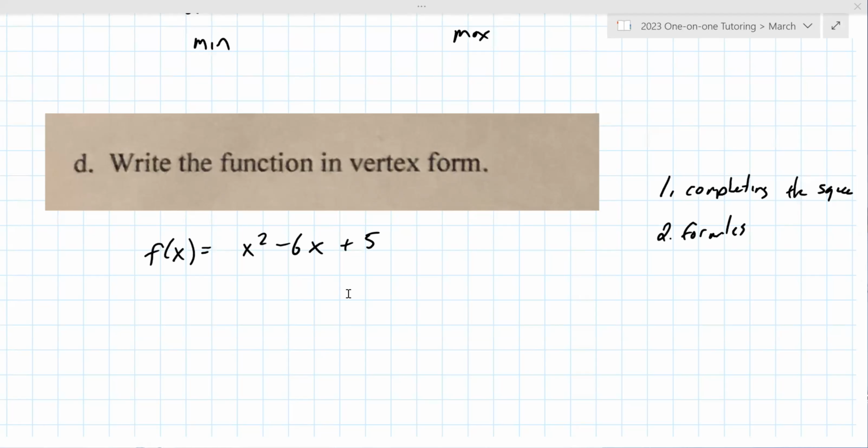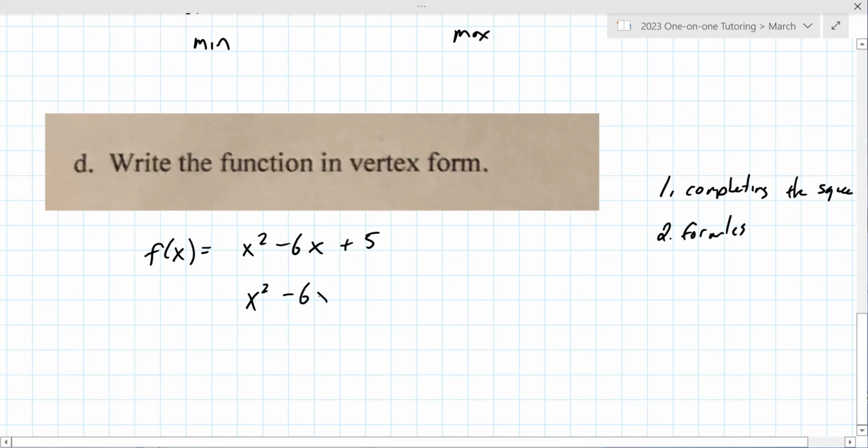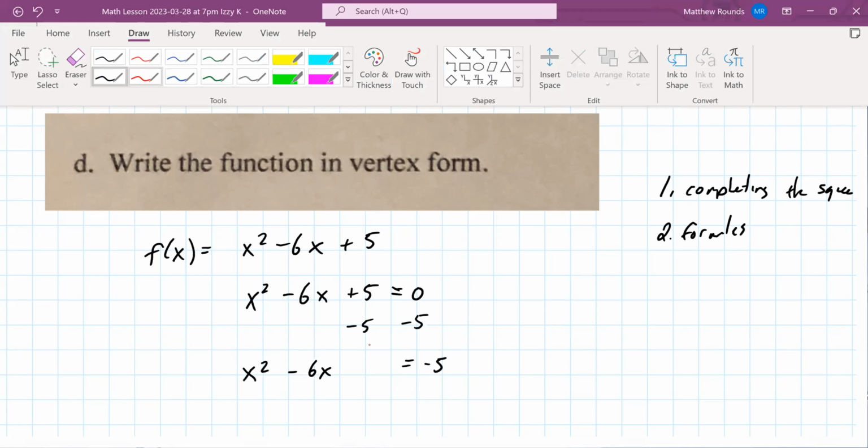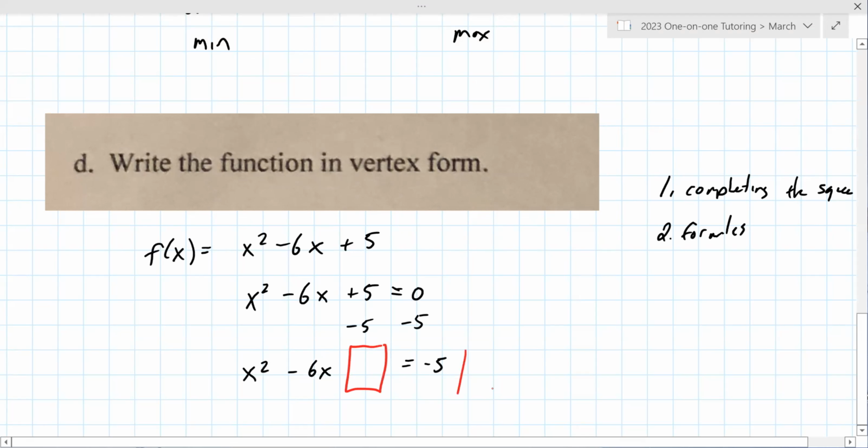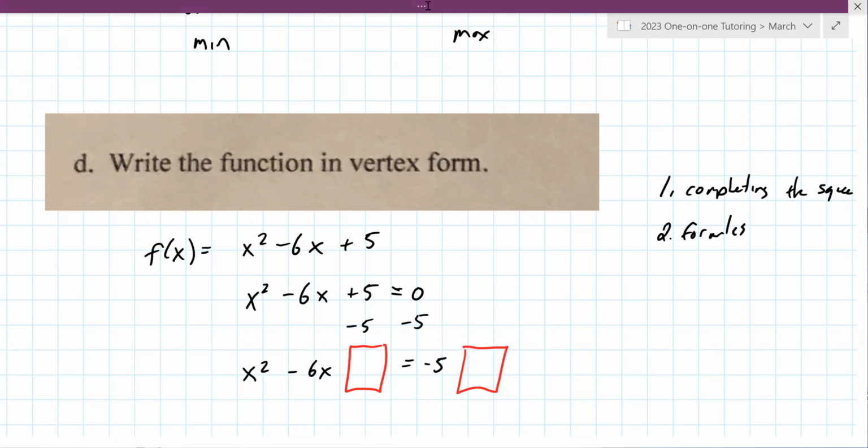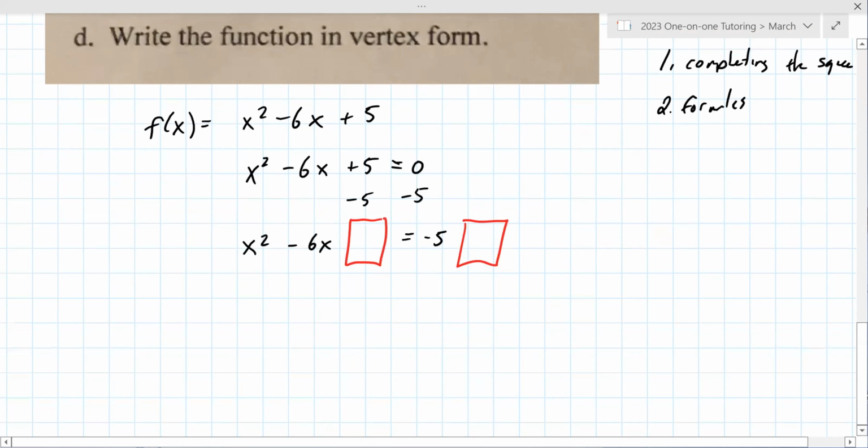All right, so completing the square here, unfortunately, is a bit of work. You set it equal to 0, and you move this constant term to the right. So it becomes x squared minus 6x equals minus 5. And then I draw these red placeholders here because you're going to fill those in. We're going to put a number in both of those positions. That number is based on what you write down below.